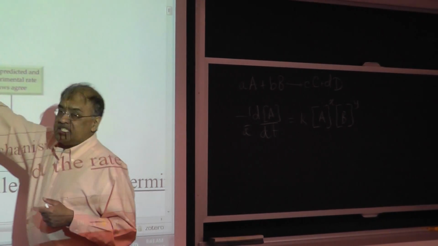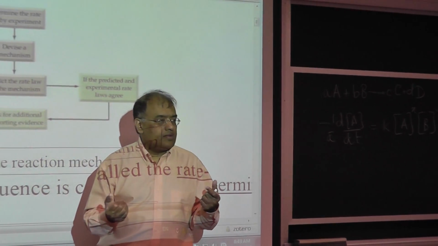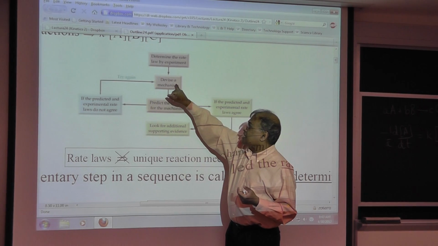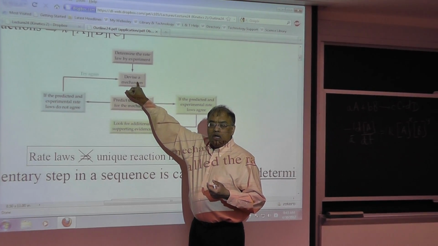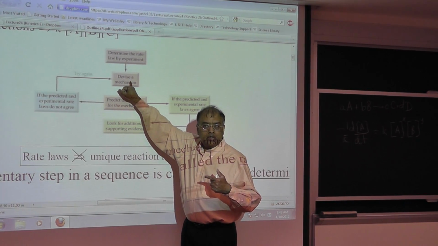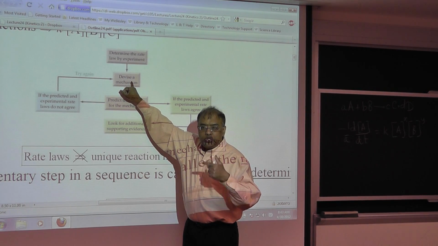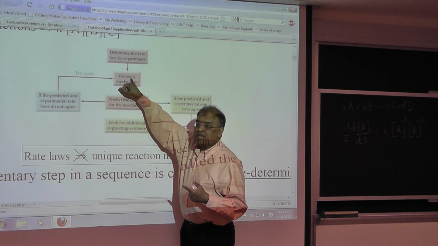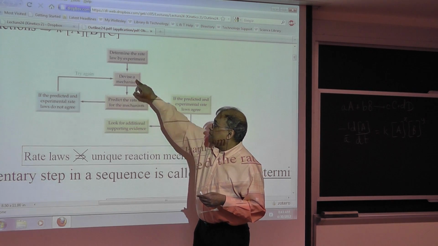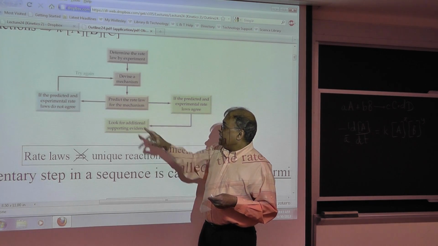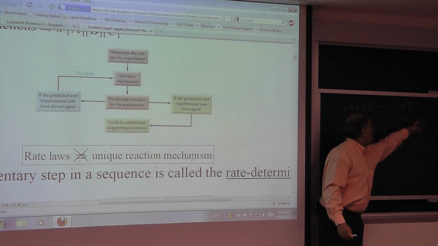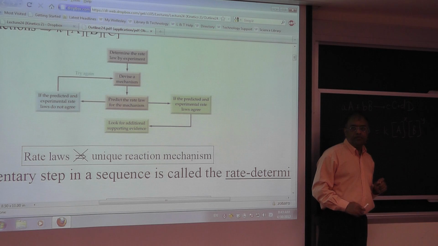Then you devise a mechanism. This is trial and error. You guess. And then once you guess a mechanism, because the mechanism is made out of elementary steps, you can deduce what the rate law should be for that mechanism that you proposed. So you can predict the rate law for that mechanism. Then you compare what you predict with what you got here for X, Y, and K.